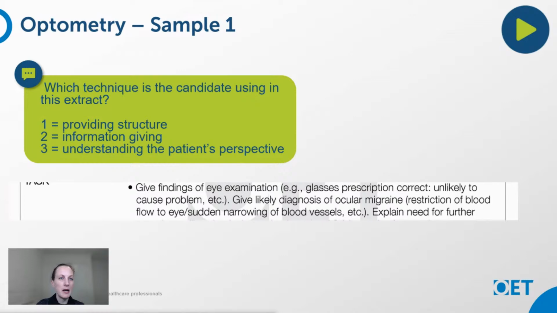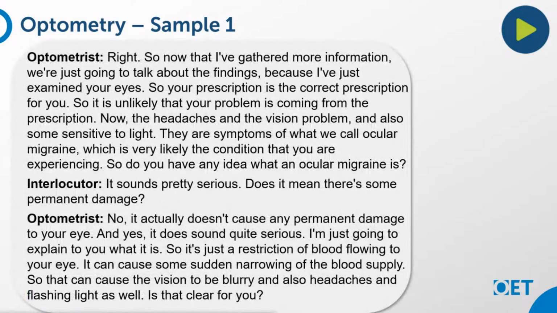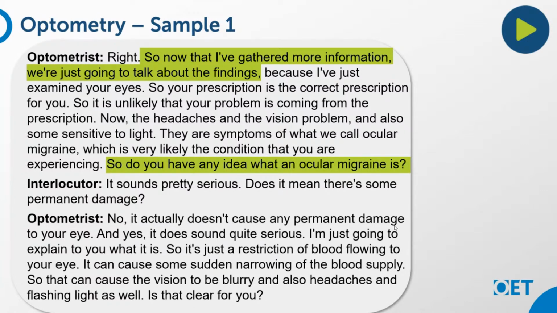The responses coming through are information giving or understanding the patient's perspective, mostly information giving. In fact, this was a bit of a trick question because I think the optometrist was doing all of those things in these responses. She starts off by explaining where the conversation is going next. So we're going to talk about the findings. After giving the diagnosis, she checks if the patient has any prior knowledge about it, which is part of information giving. And then she picks up the patient's cue that the diagnosis has caused anxiety and provides some reassurance about that, which is responding to the patient's perspective.